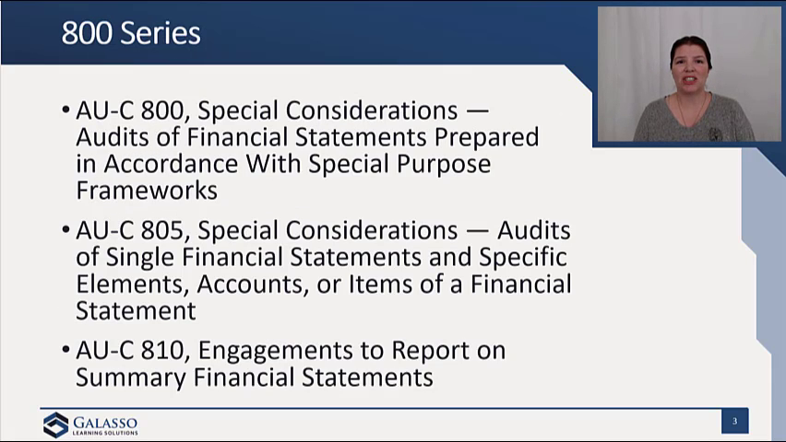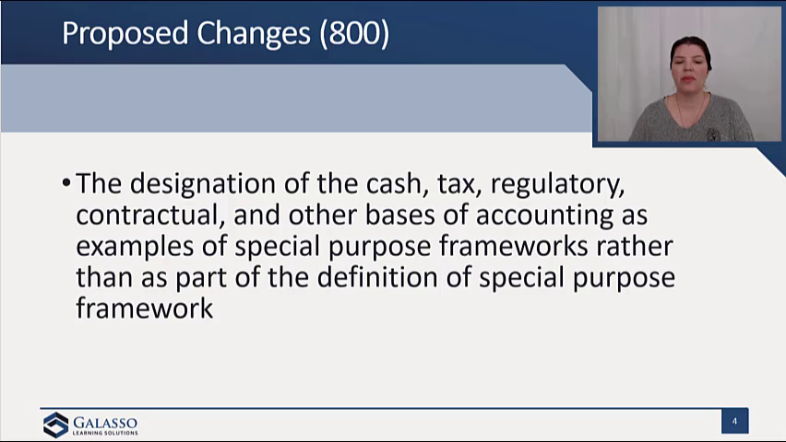So in the 800 section, we have three key areas. We have the 800 section, which is AUC 800. That's when you're reporting in accordance with a special purpose framework like cash basis, tax basis. Then you have AUC 805, which is regarding a single financial statement or an element, account, or item within a financial statement. So if you're giving an opinion, for example, on the balance sheet. And then AUC 810, which is on summary financial statements. And so they had to have some conforming amendments for all three. We're going to focus on 800, but obviously all three get very similar changes.